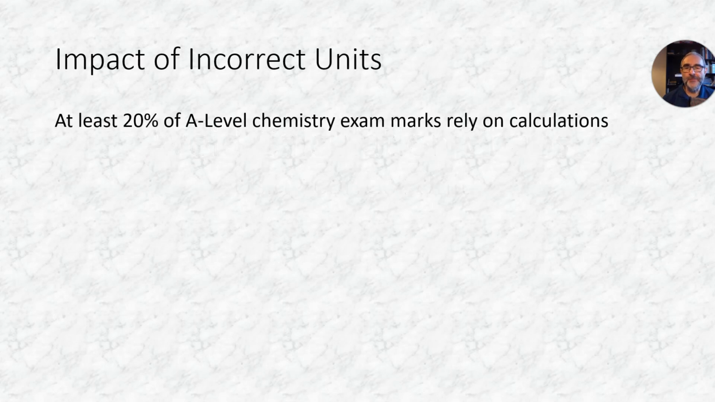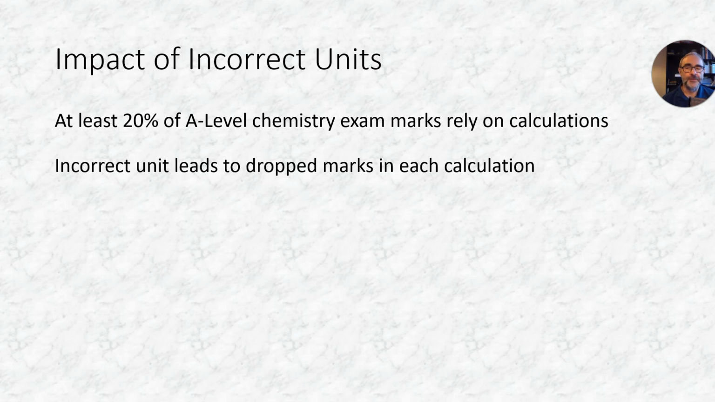Okay, so what is the impact of using incorrect units? Well, they might seem quite small, but actually it's stipulated by the exam boards that A-level chemistry must have at least 20% of the marks reliant on doing calculations, on testing your ability to do the mathematical calculations involved in chemistry. So that's at least 20%, but it's actually often 30 or 40% of those marks. And every time you do a calculation where you're using an incorrect unit, you're going to be dropping marks. The marks won't be awarded. That's part of what the examiners are testing when they do these questions.